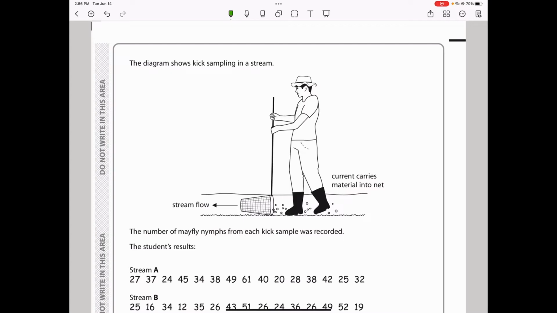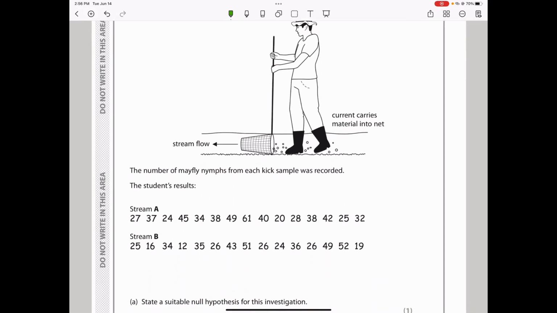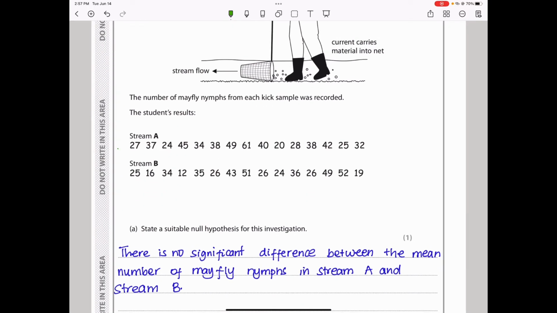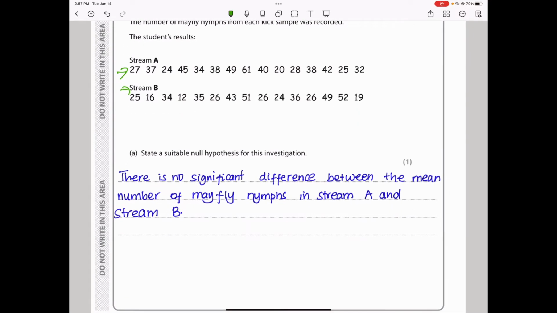It says, the diagram shows kick sampling in a stream. So you can see how the stream was sampled. Basically, the person is dressed well. They're putting on boots on their feet. The stream is flowing down, but they're collecting, of course, the biological species they're going to use for this experiment. So the number of mayfly nymphs from each kick sample was recorded, and the students' results are as below. So here we see there is stream A and stream B. This is the raw data that they presented.